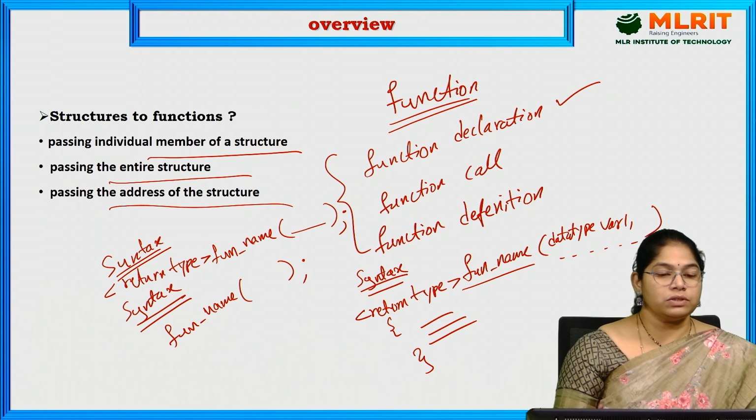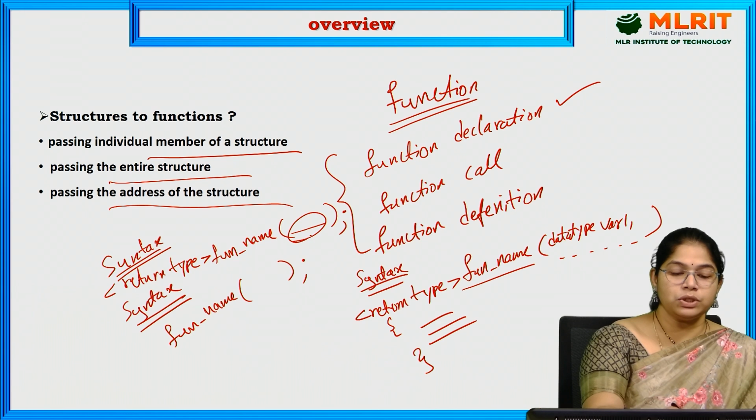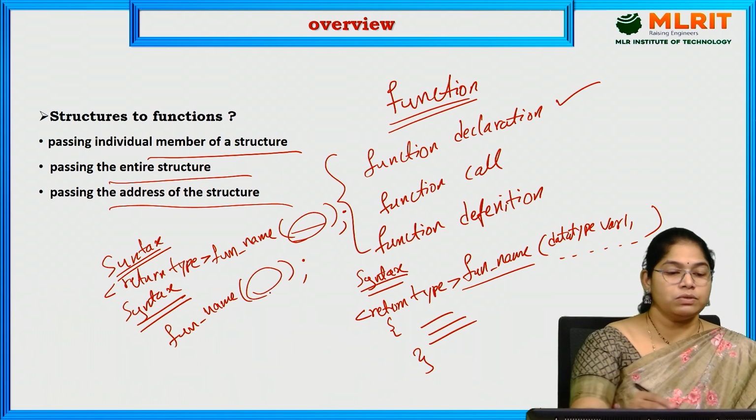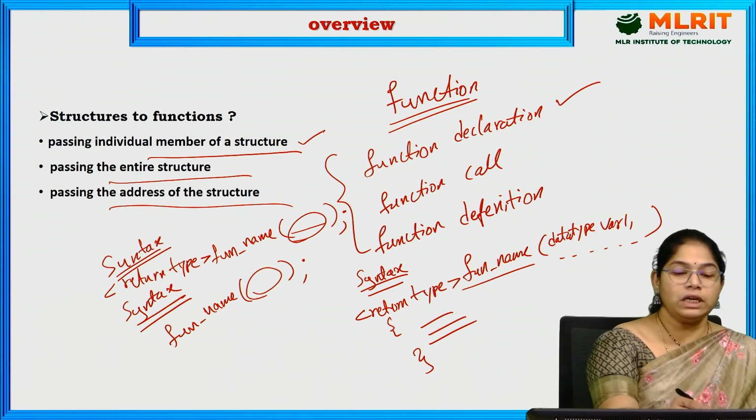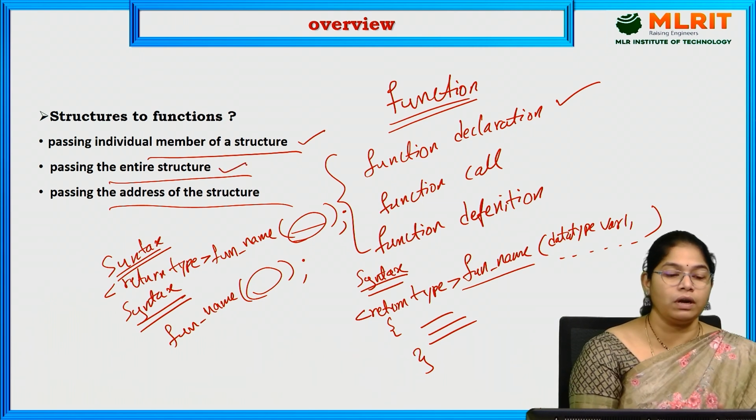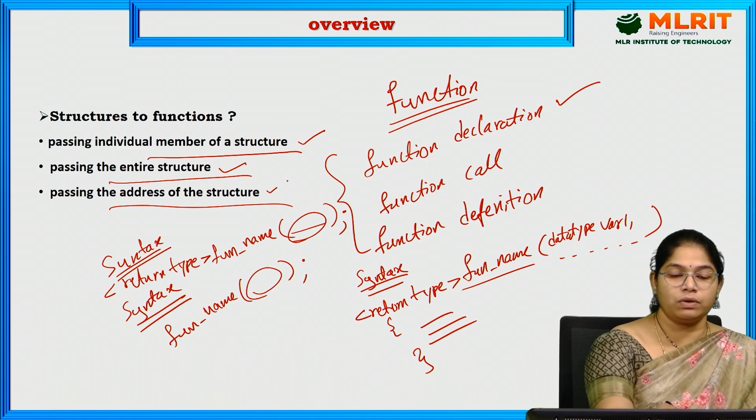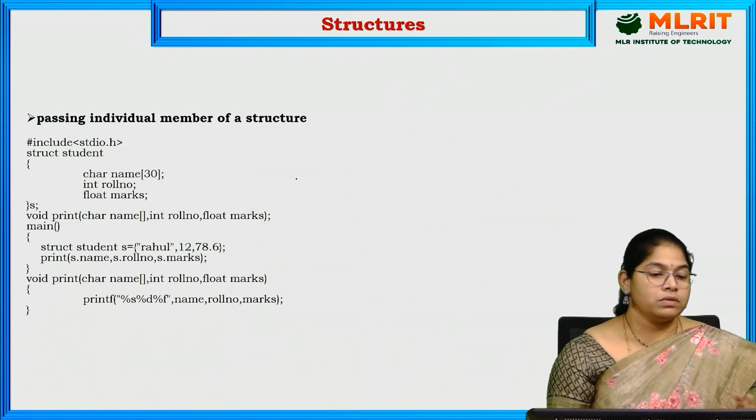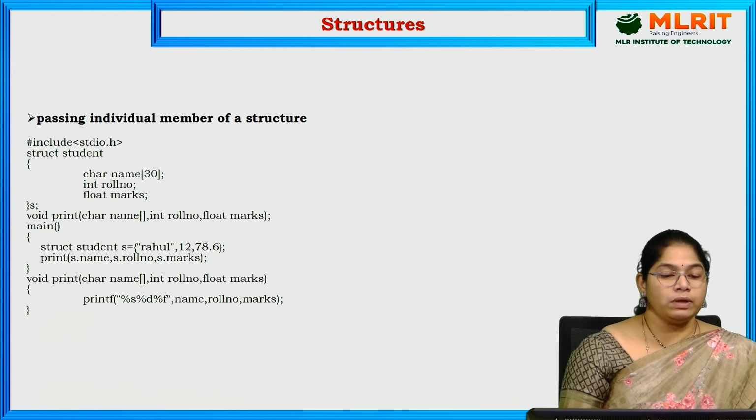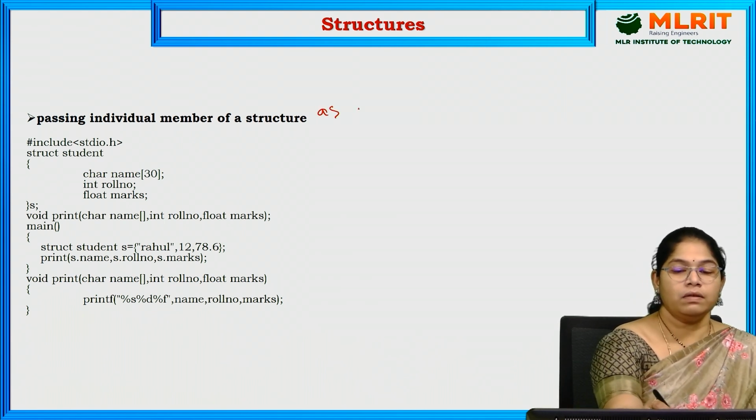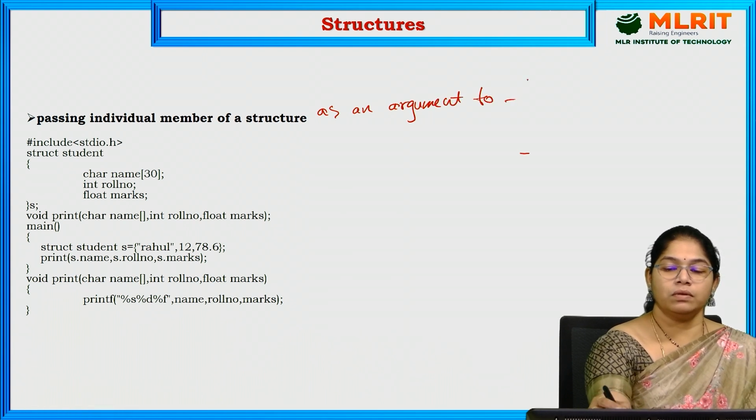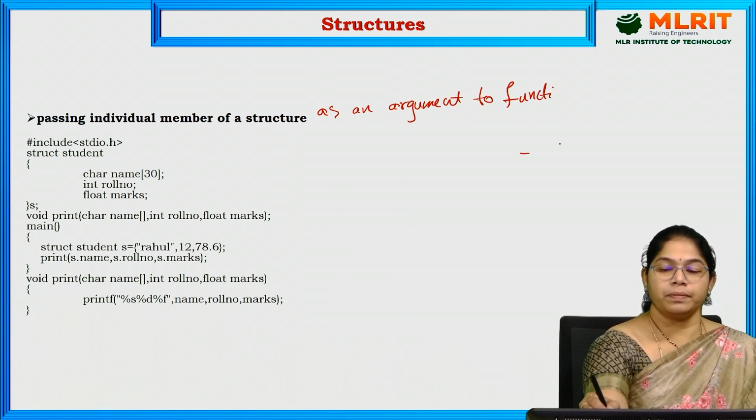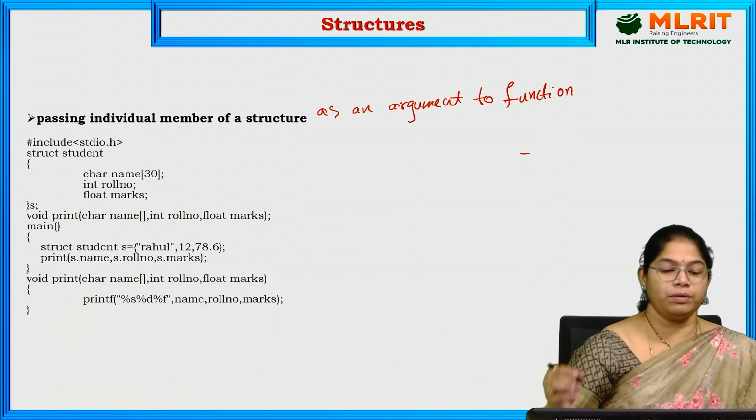Here, coming to structures to functions, we are passing the arguments to the function in three ways. Those are passing individual members of the structure as an argument to function, passing the entire structure as an argument to function, or passing the address of the structure as an argument to function. So the first one is passing individual members of the structure as an argument to function.